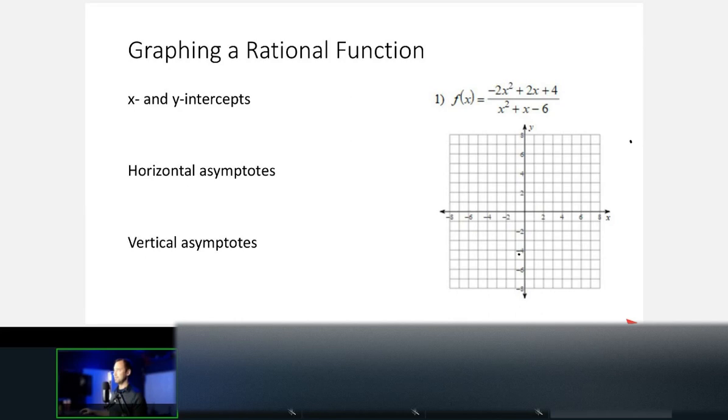All right, what did everyone get for your x-intercepts? So -1 and 2. Intercepts are written as coordinates. When I ask for intercepts, they want a coordinate. So negative 1 comma 0 and 2 comma 0, right?